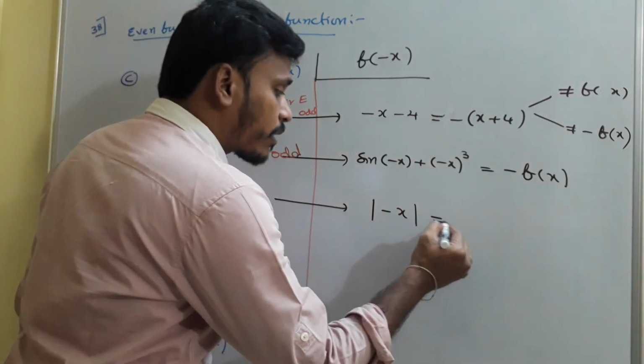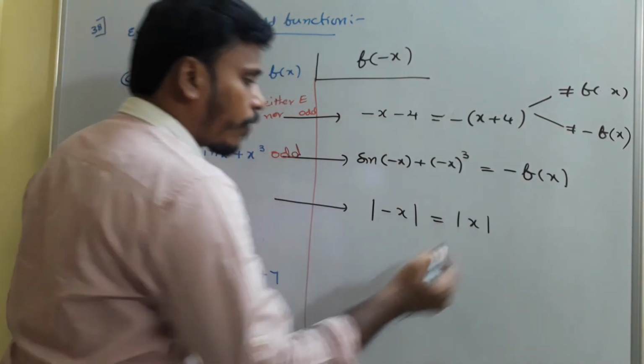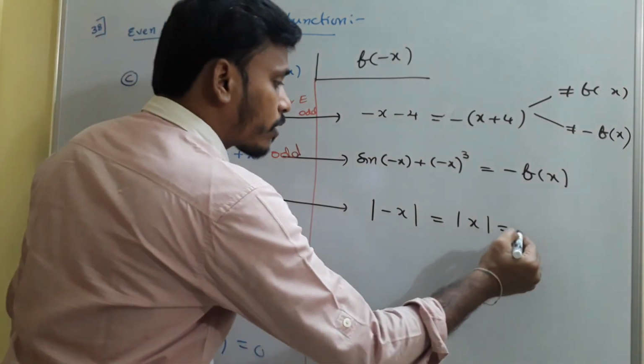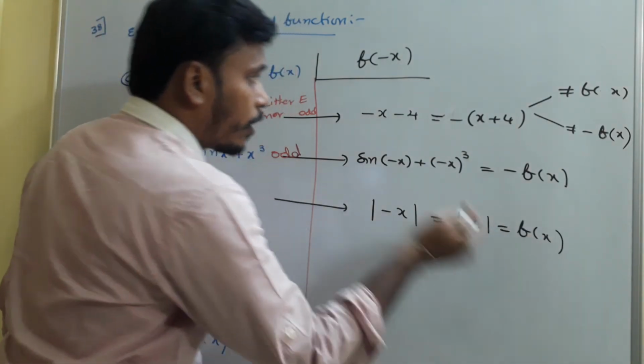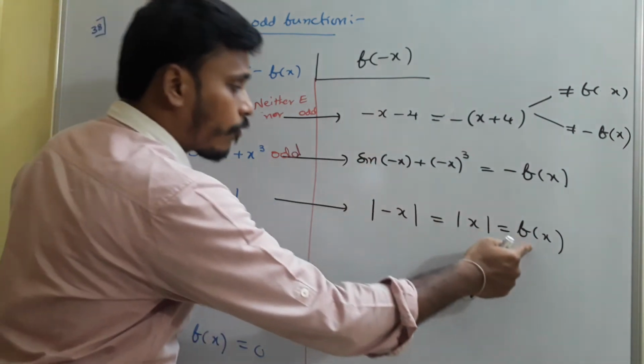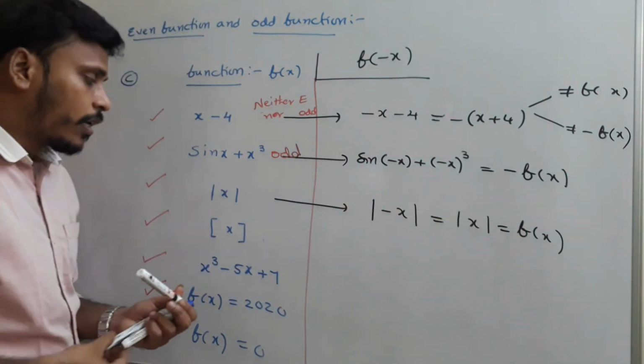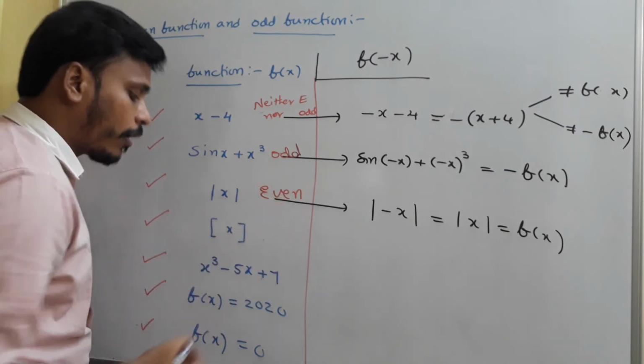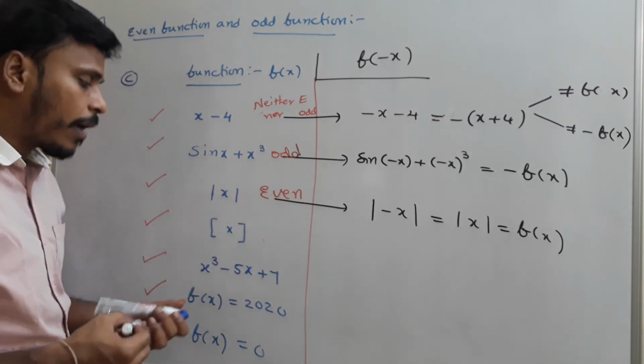Modulus of minus x is for sure equal to modulus of x. It is very clear from the definition of modulus that modulus of x is simply equal to f of x. So f of minus x is f of x, and that's why we say this modulus of x is an even function.